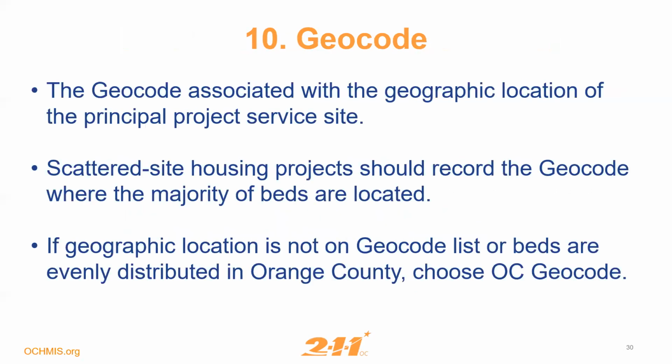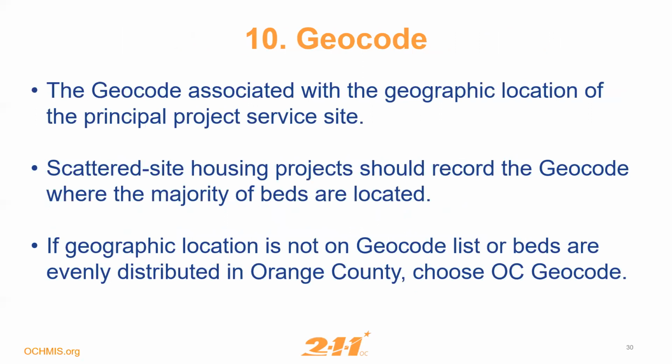Then we want to know the geocode associated with the geographic location of the principal project service site. So the geocode is a number, but you don't need to know the numbers. The numbers will be associated with the city or geographic location that you'll see in the drop-down here. And scattered site housing projects should record the geocode where the majority of the beds are located.